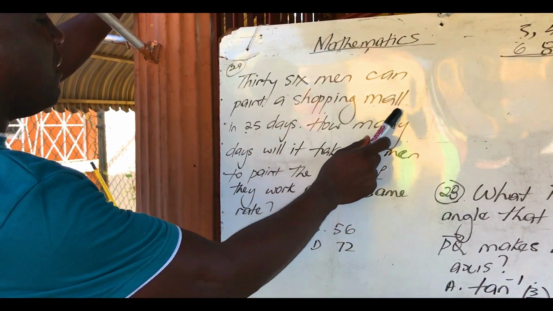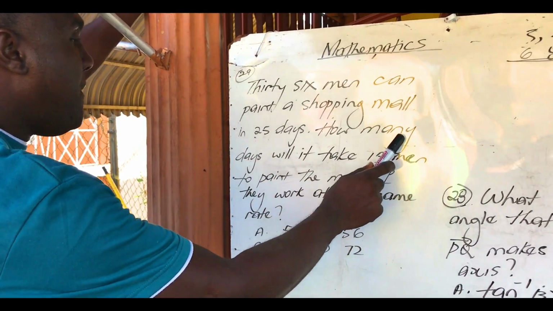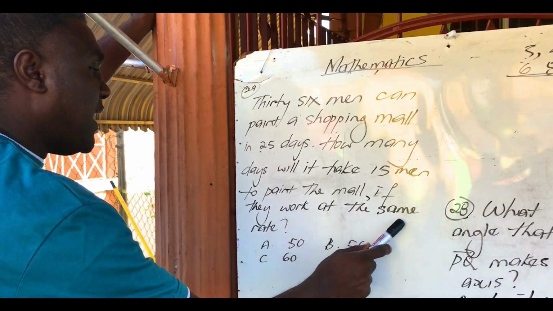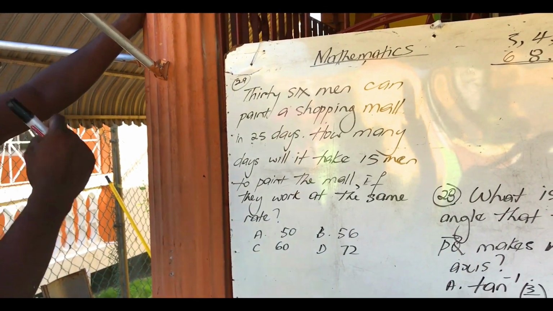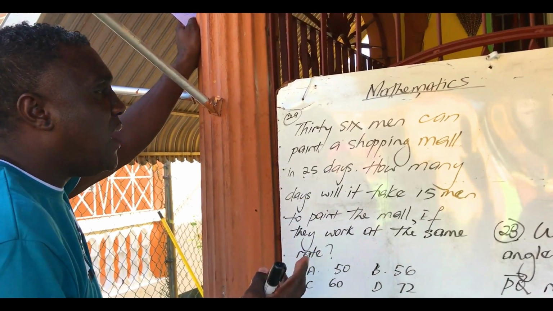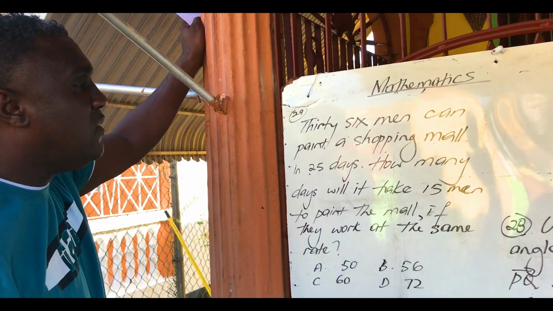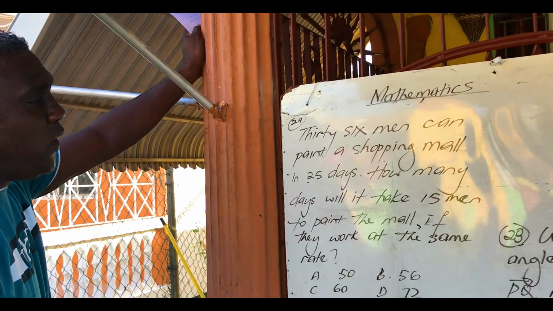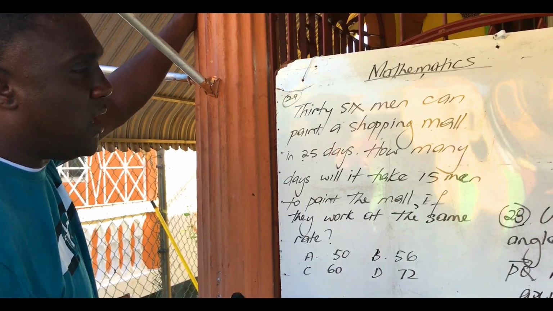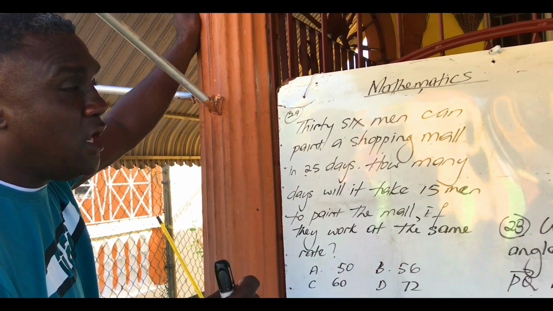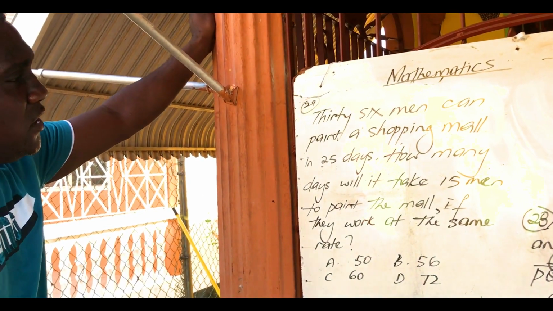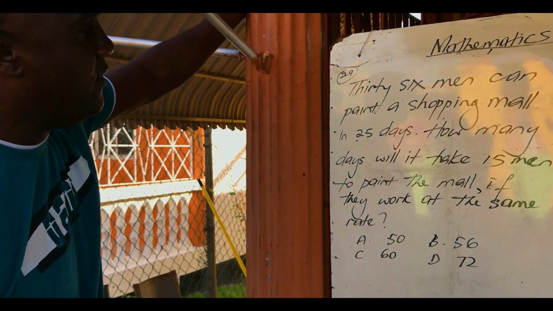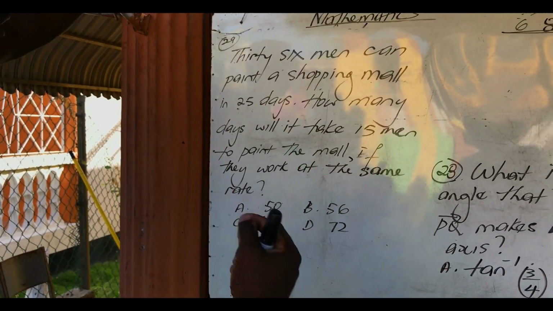36 men can paint a shopping mall in 25 days. How many days will it take 15 men to paint the mall if they work at the same rate? Now, whenever you read a question having men and days, it is clearly dealing with labor, and it's an example of inverse proportion. With direct proportion, if one quantity is doubled, then the other quantity doubles also. But with inverse proportion, if one quantity is doubled, then the other quantity is halved. So half is the inverse of doubling.